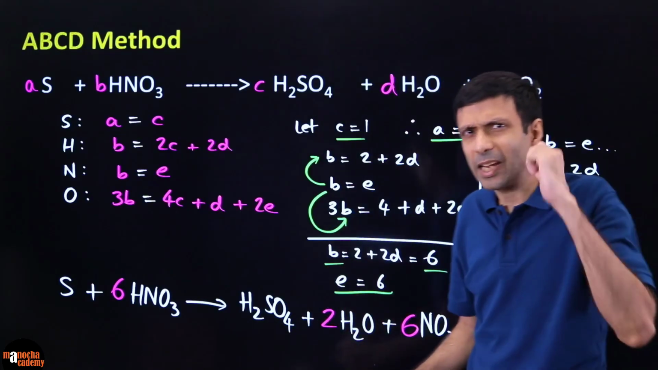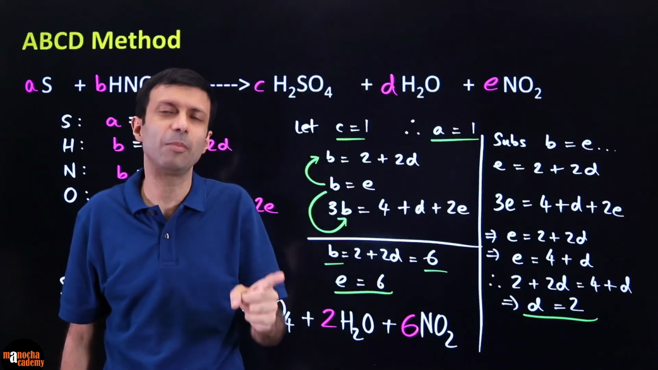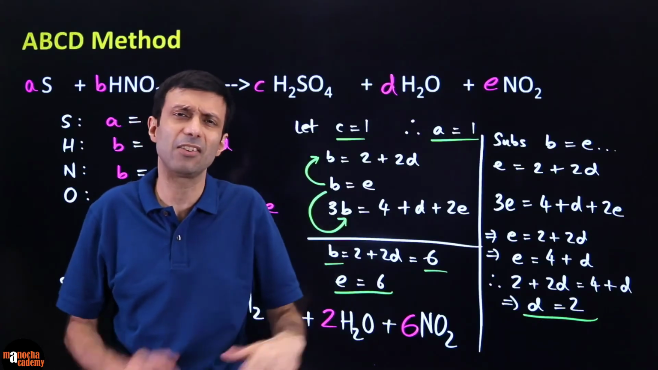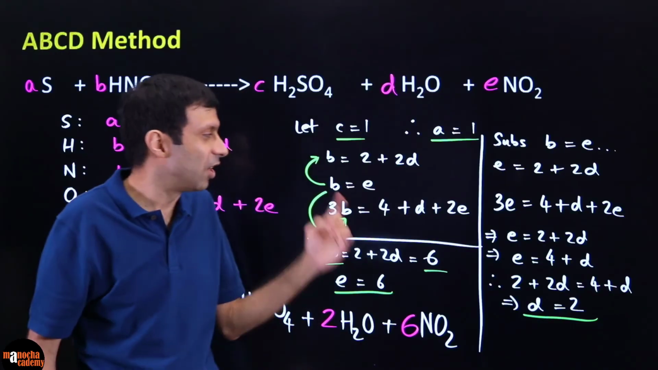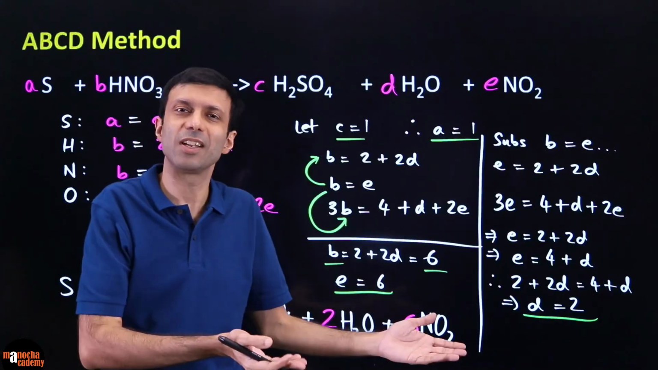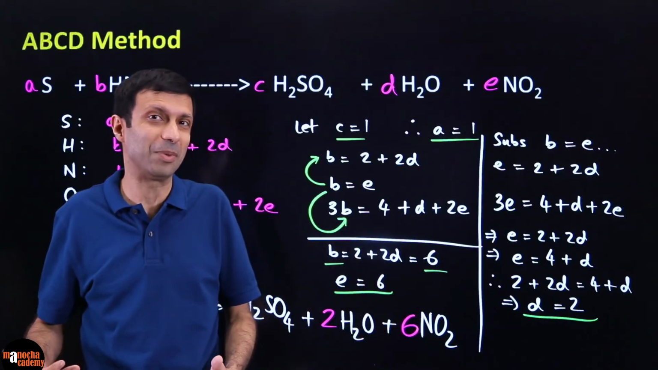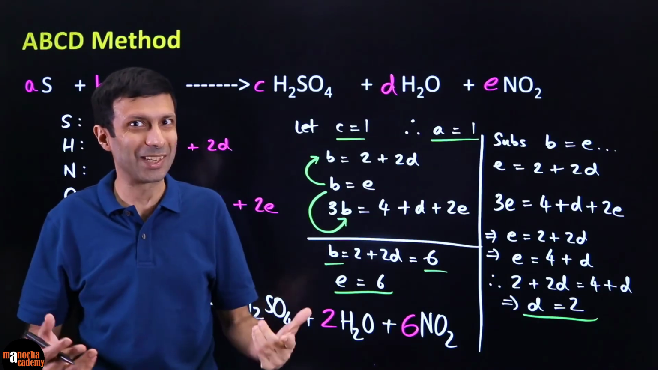So ABCD is like your backup or your secret weapon. If you're not able to balance the equation, if you have been trying hit and trial and it's not working, don't waste another 5 minutes doing hit and trial. Use ABCD, you'll definitely get the answer. And then you can write your answer if they don't allow you to show the ABCD method. So don't display your secret weapon, just use it.